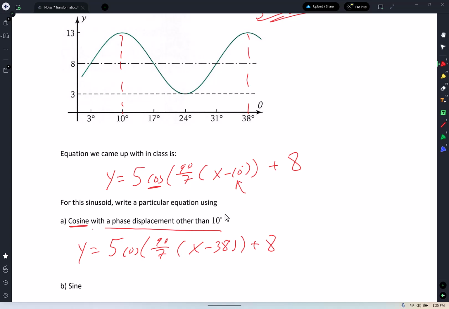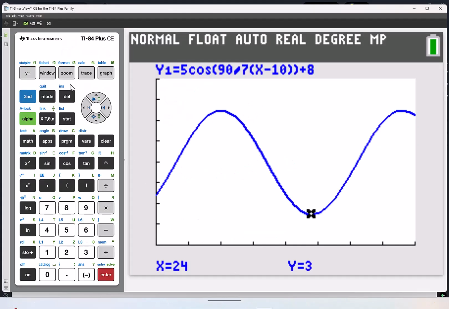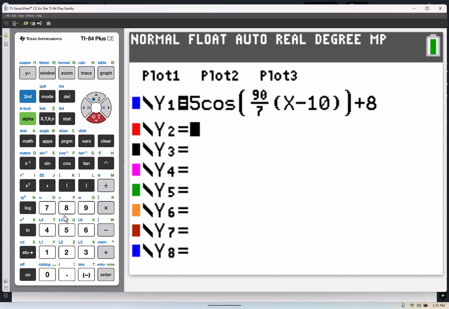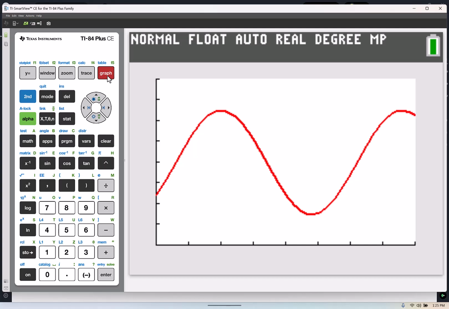So you already know what I'm going to do. I'm going to go to Y2 on my calculator, and I'm going to type that in there. 5 cosine, alpha Y equals, enter, 90 over 7, open parenthesis, X minus 38, close, plus 8. This one's going to graph it in red. I'm going to push graph. Voila, same graph. I know if you don't have a colored calculator, I'll show you how you can see it. So type it in just so you can make sure. Don't worry, I'll show you at the very end how you can also check, even if you don't.